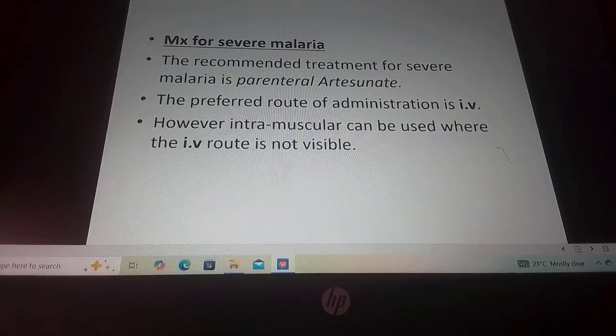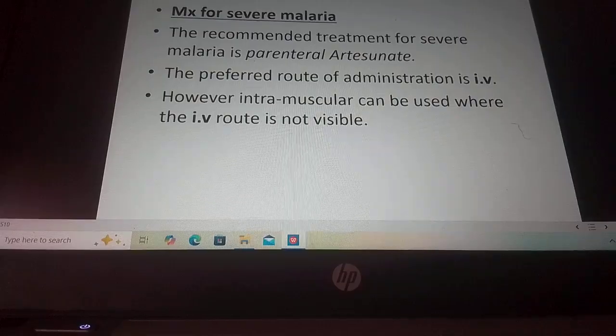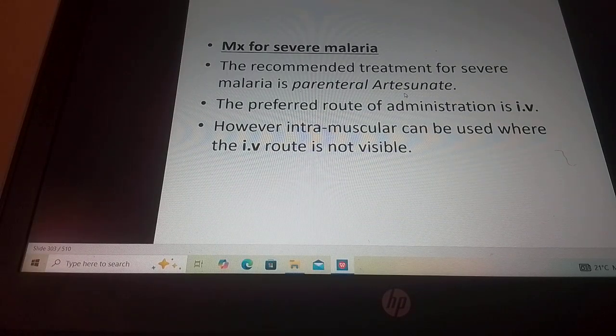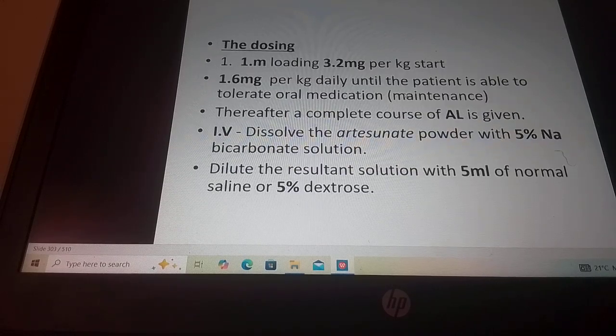Now, management of severe malaria. The recommended treatment for severe malaria is parenteral artesunate. The preferred route, remember, is the IV, the intravenous. However, intramuscular can be used where the IV route is not feasible, but kindly stick to that intravenous, because that one is the recommended.